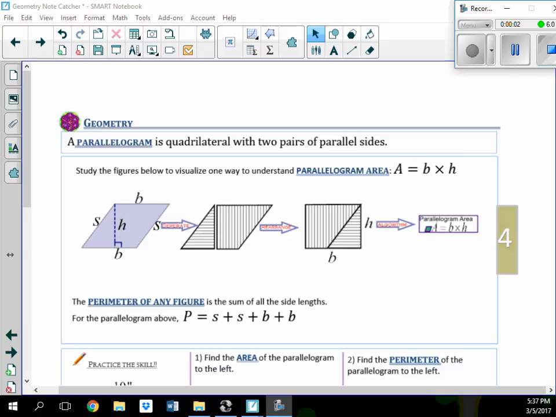For today's lesson on parallelograms, you will need a pencil and your geometry note catcher. I'll give you just a little bit of time to get those two materials out.